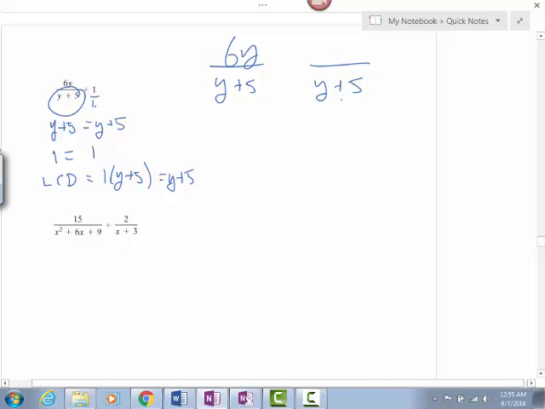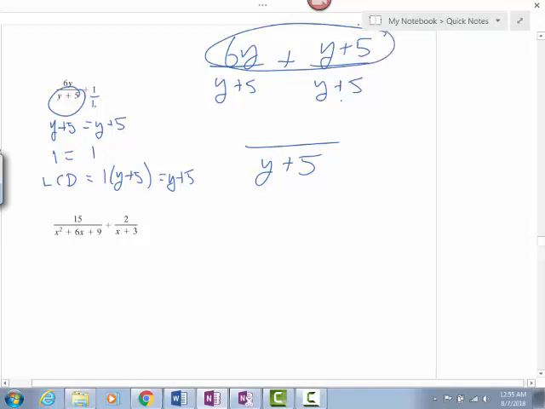Here I used to have a 1, now I have a y plus 5, so I need to put another y plus 5 at the top. Okay. My denominator is y plus 5. And all we have to do now is combine our like terms. So 6y plus another y, 7y plus 5, all over y plus 5.